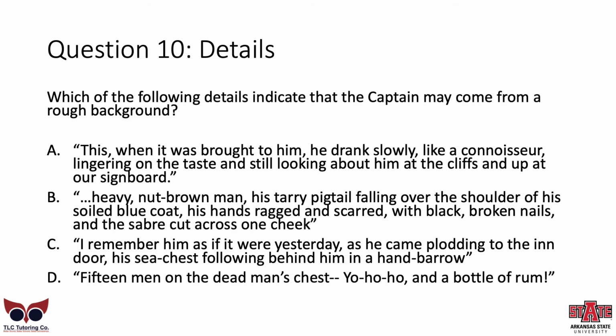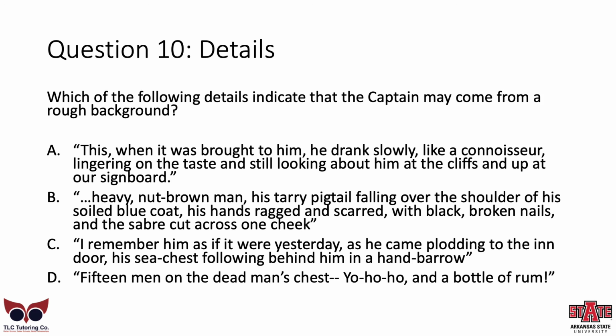Question 10. Details. Which of the following details indicate that the captain may come from a rough background? A. This, when it was brought to him, he drank slowly like a connoisseur, lingering on the taste, and still looking about him at the cliffs and up at our signboard. B. Heavy nut-brown man, his tarry pigtails falling over the shoulder of his soiled blue coat, his hands ragged and scarred, with black broken nails, and the saber cut across one cheek.